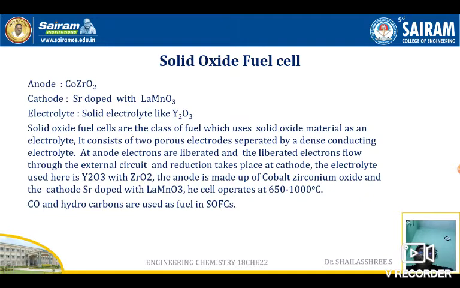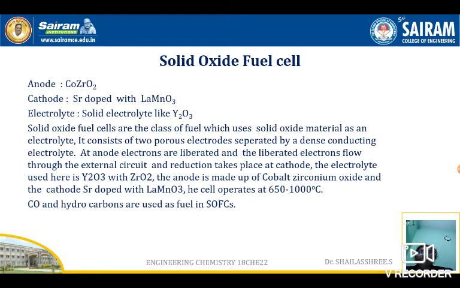Fuel cells are divided into different categories. Low temperature fuel cells work at temperatures below 100 degrees centigrade. Medium temperature fuel cells work in the range between 100 to 500 degrees centigrade. High temperature fuel cells work in a range of around 500 to 1000 degrees centigrade. And there are also very high temperature fuel cells, which work above 1000 degrees centigrade. So the solid oxide fuel cell is an example of a high temperature fuel cell.